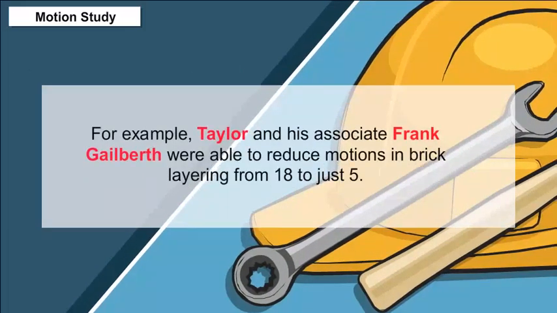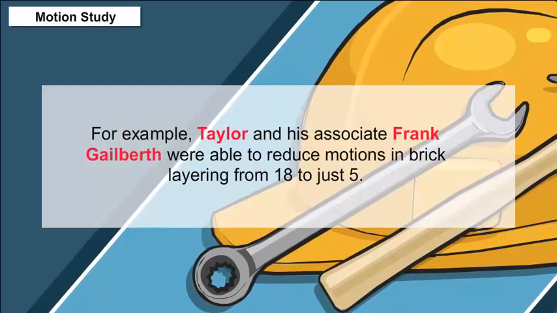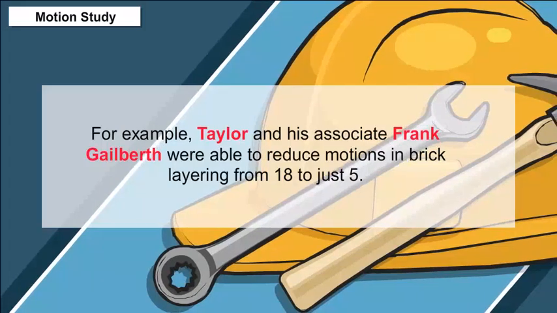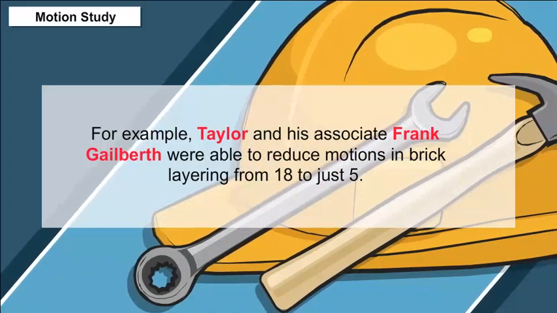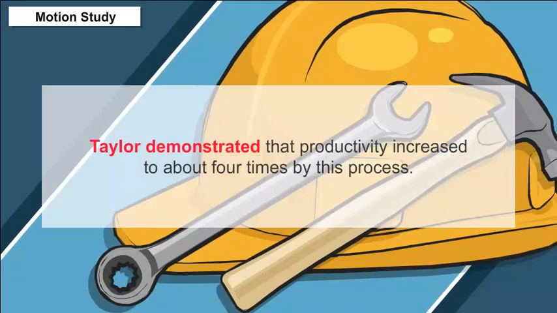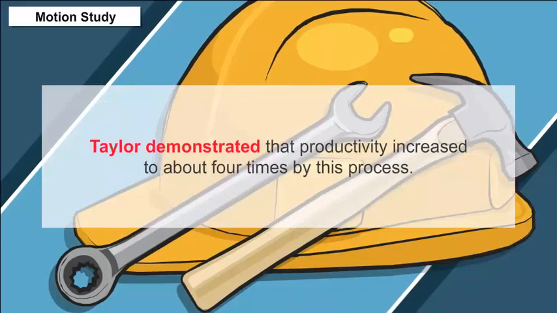For example, Taylor and his associate, Frank Gilbreth, were able to reduce motions in bricklaying from 18 to just 5. Taylor demonstrated that productivity increased to about 4 times by this process.